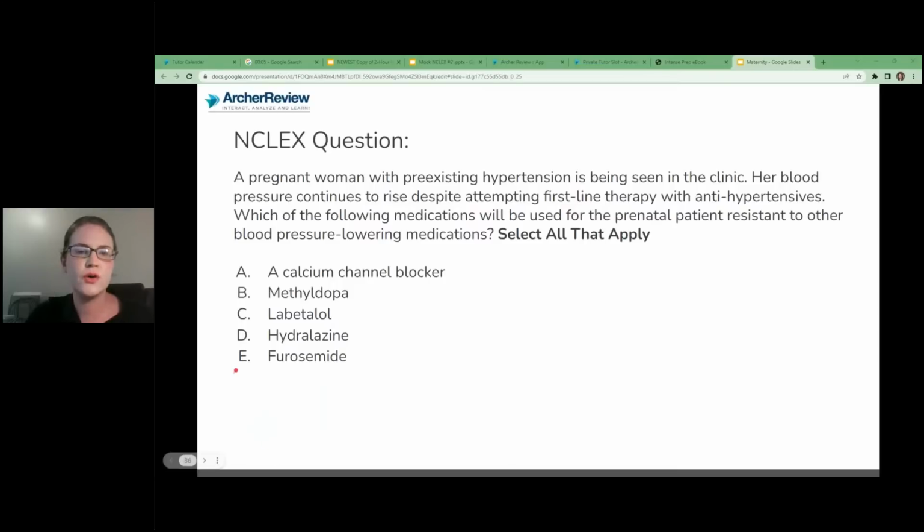All right, so really A, B, C, and D are all of our safe medications that you can use in pregnancy. A, the calcium channel blocker, and C, labetalol, are first line agents. Hydralazine is going to be our second line agent. And actually methyldopa is a third line agent that we do not use very often. But furosemide we probably would not use during pregnancy. We typically don't want to give furosemide during pregnancy. So those are our answers.